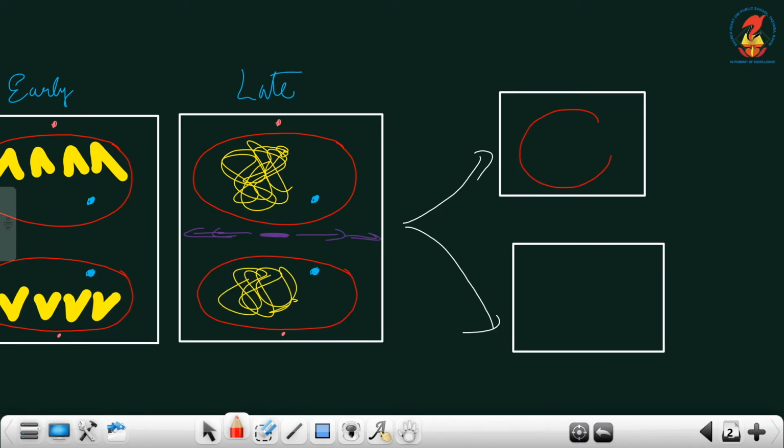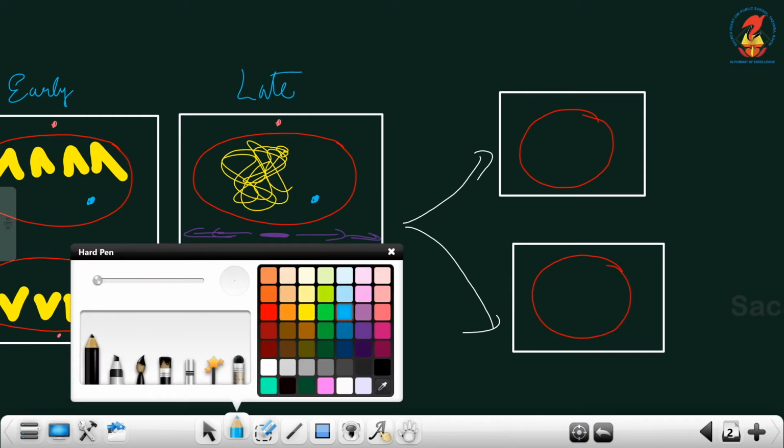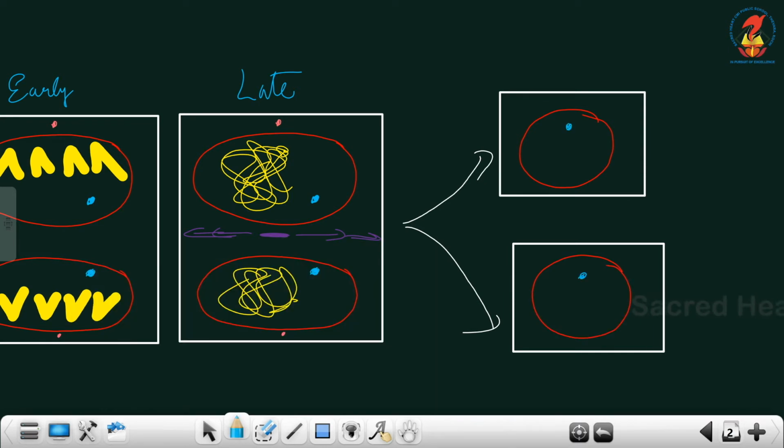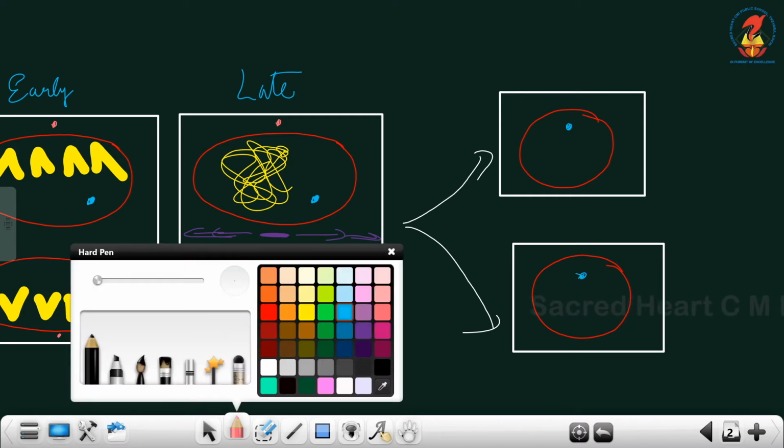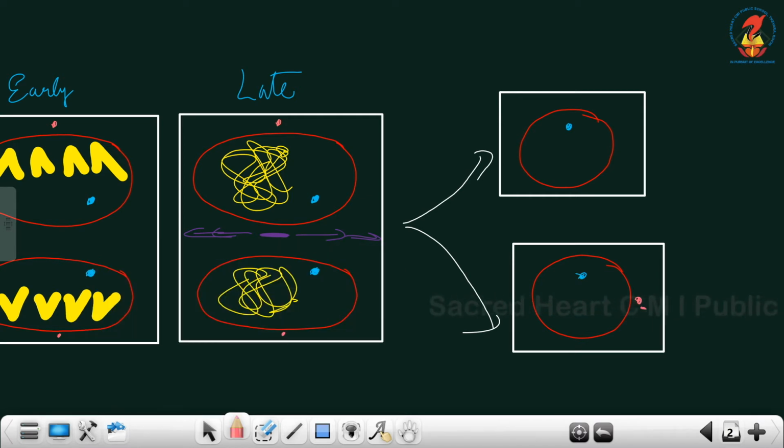With the nuclear membrane intact, nucleolus intact, centrosome intact, and the chromosomes in the form of fine threads called chromatin. So, that is the correct description of the interphase.